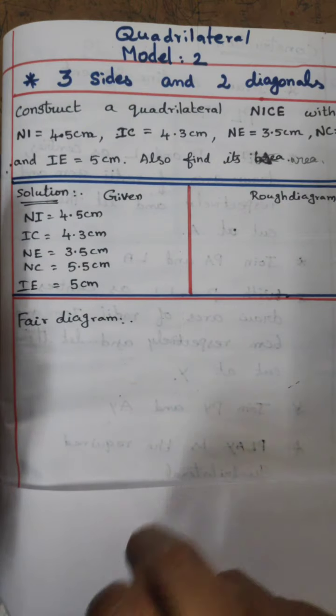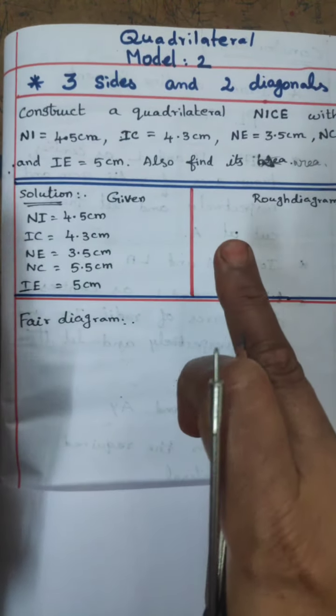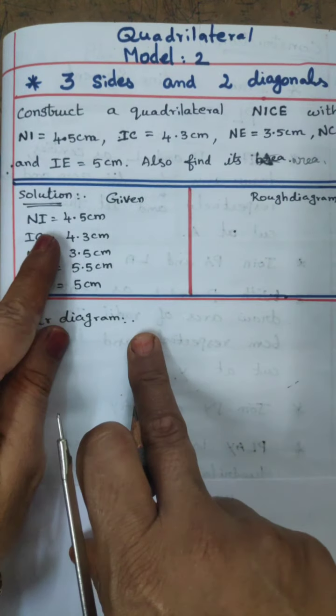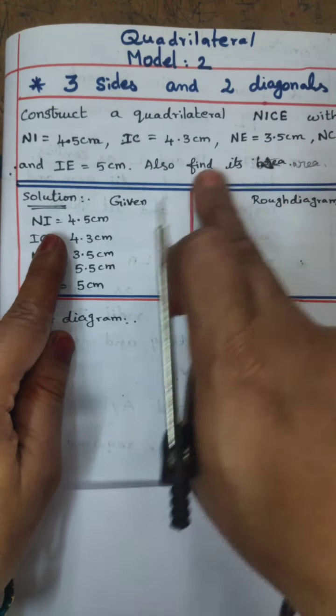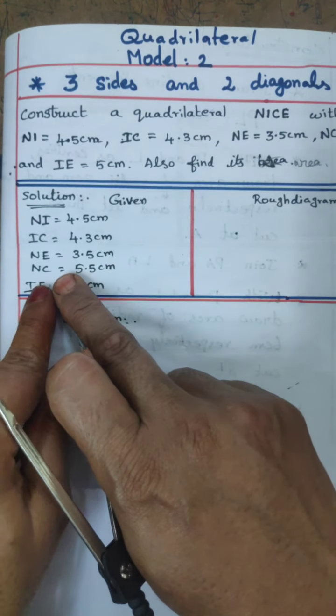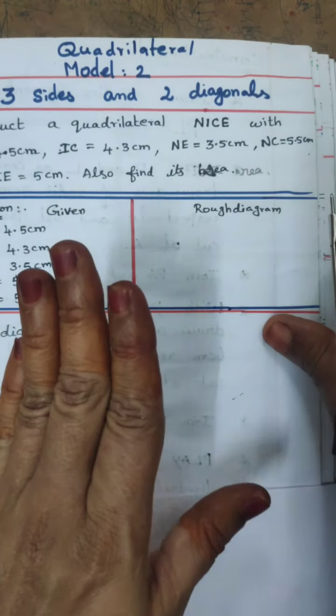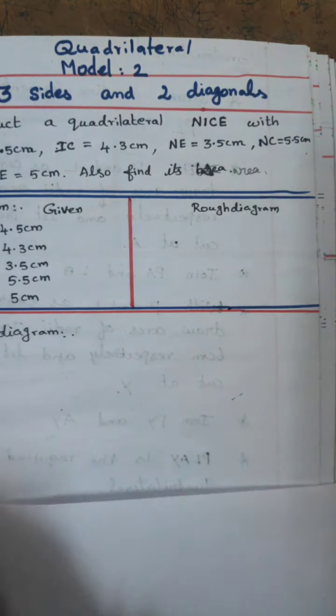Okay, now given the sums, you put in the column, using the scale and pencil, neatly do the work. Given is what? All of you write it here: NI, IC, NE, NC, IE. So here, which one is a side and which one is a diagonal? How do you find it? See there.